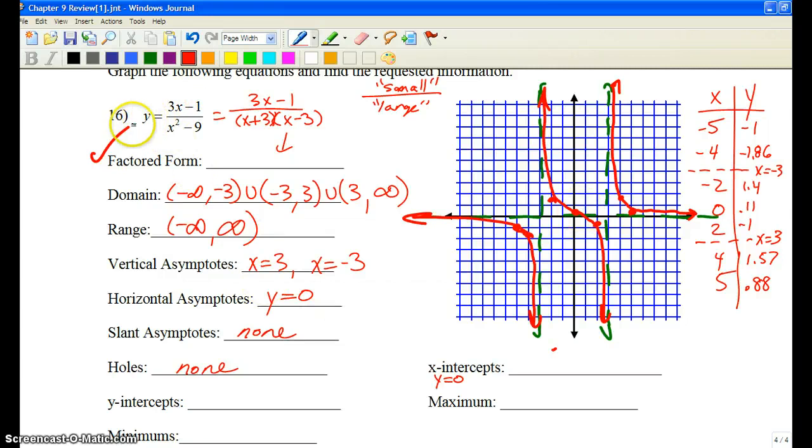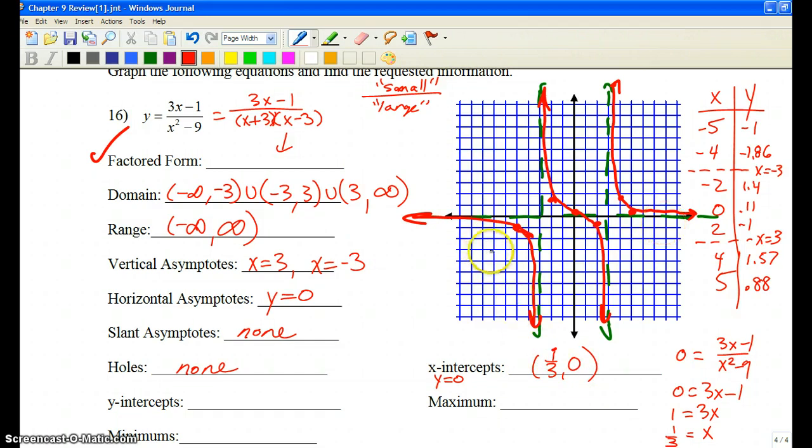We're going to set y equal to 0 in the original function. So we get 0 equals (3x minus 1) over (x squared minus 9). Now for a fraction to equal 0, the numerator of that fraction has to equal 0. And then we add 1. We get x is 1/3. So we get (1/3, 0). Now we only have one of them.